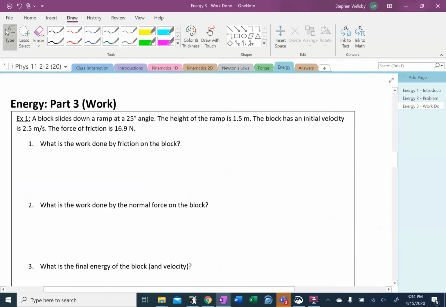Okay, hopefully everyone's with me so far. Let's take a look at a familiar problem, but we're going to add a little bit of complexity to do with work done. We've solved problems like this where we have an object on a ramp. This is my object here on the ramp, and I forgot to add a mass, so I'm just going to say m equals 50 kilograms. That's the mass of this object. The height is 1.5 meters, the angle is 25 degrees, and it has an initial velocity of 2.5 meters per second.